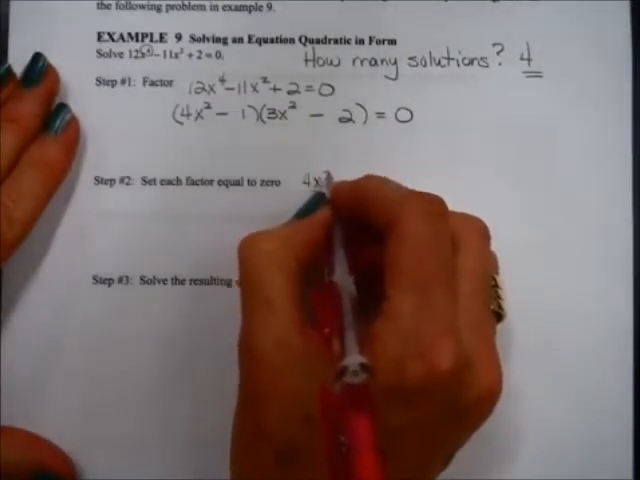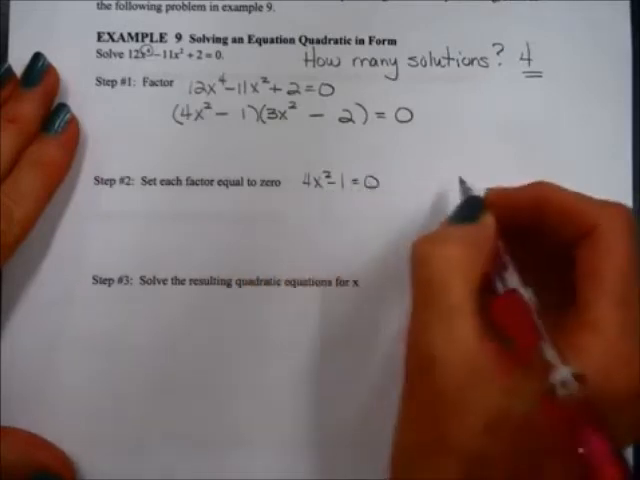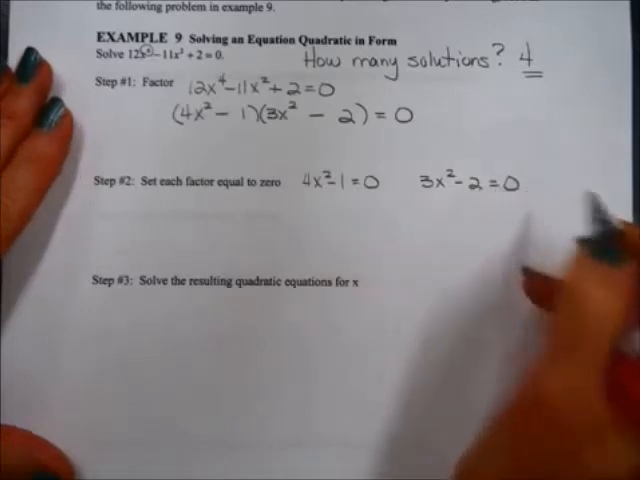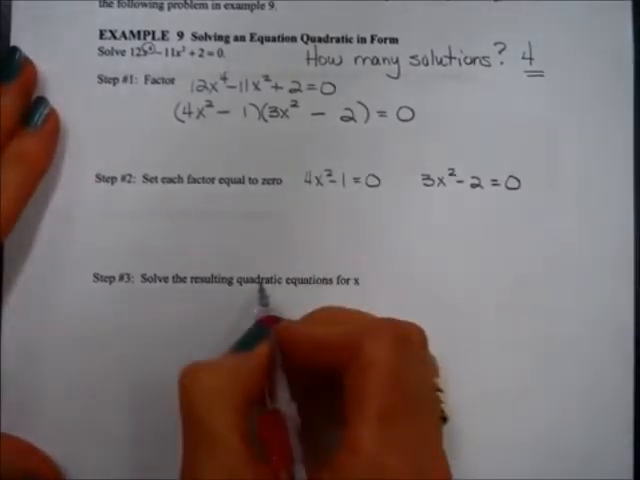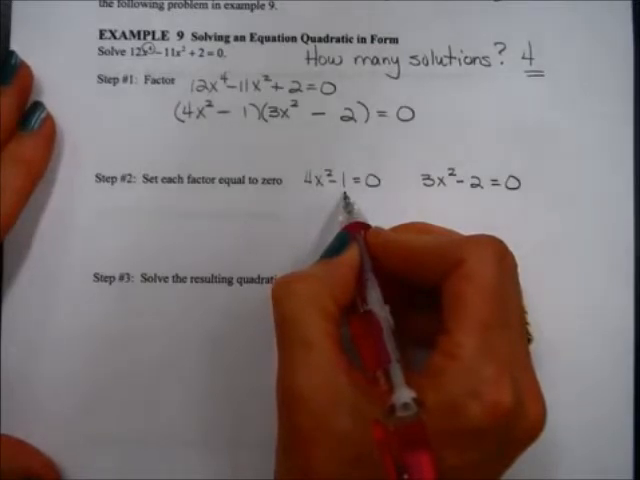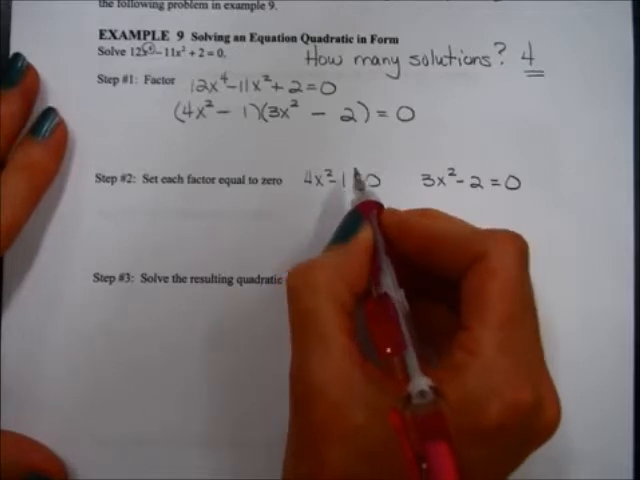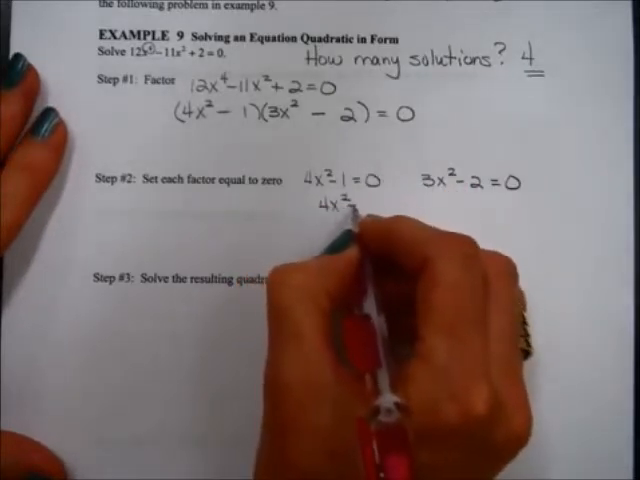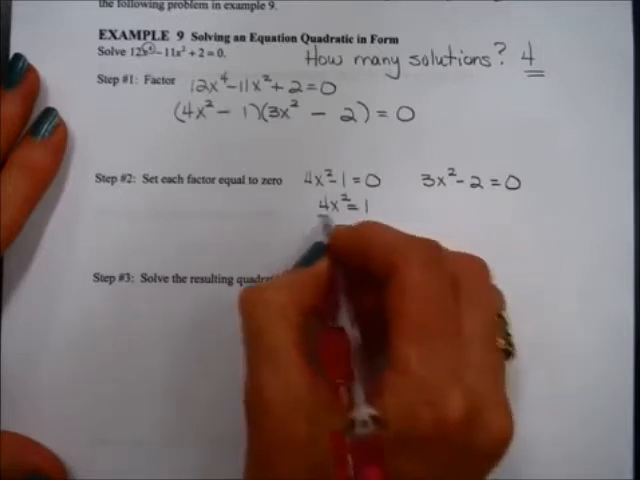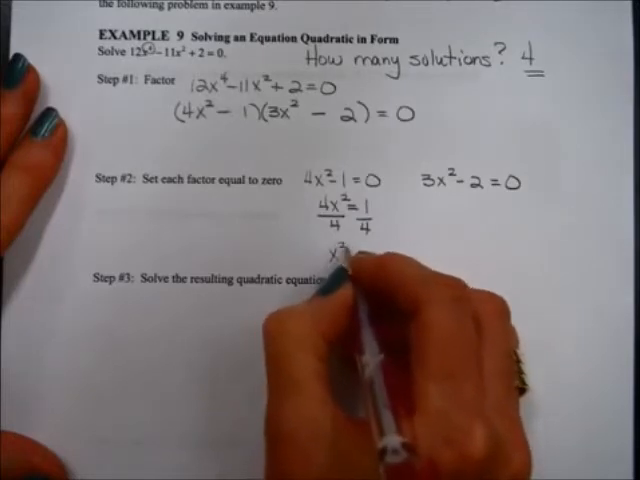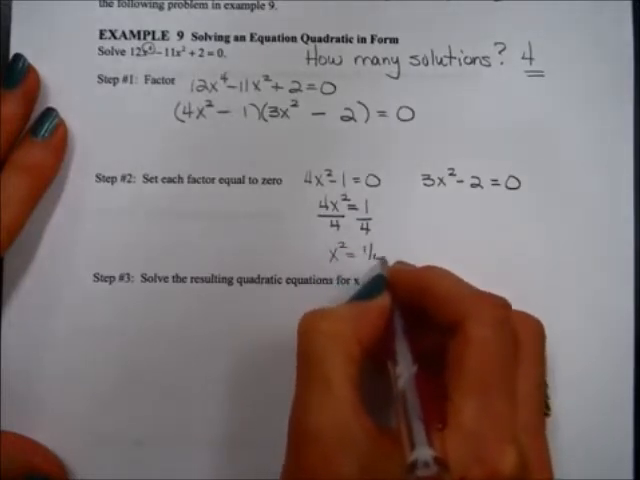The next thing we do is set each factor equal to 0. So we're going to take 4x squared minus 1, put it equal to 0. And we're going to take 3x squared minus 2, put it equal to 0. In step 3, we're going to solve these for x. The easiest thing to do with these equations is to use your square root property. So let's move 1 to the other side. 4x squared is equal to 1. Divide both sides by 4. That gives you x squared is equal to 1/4.